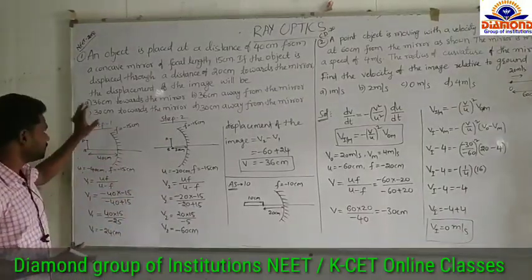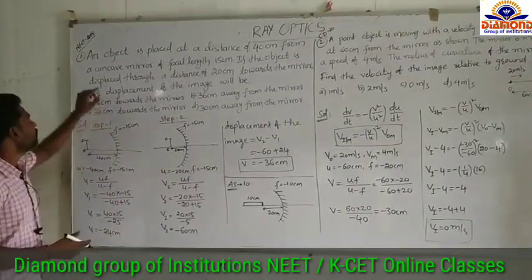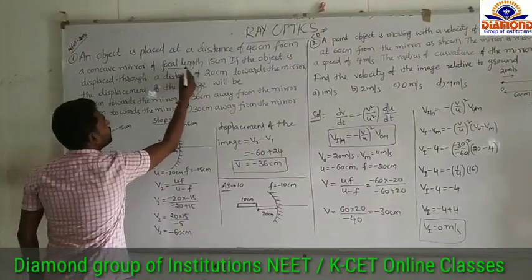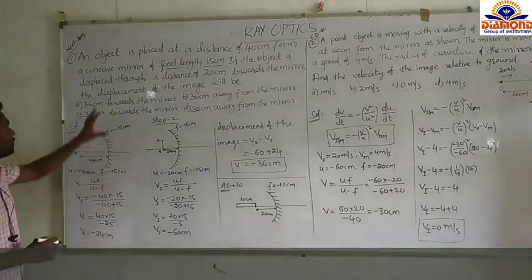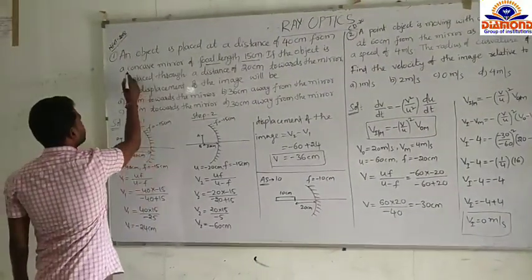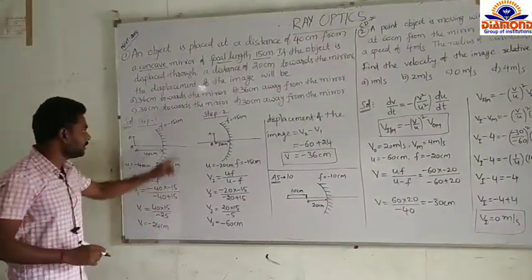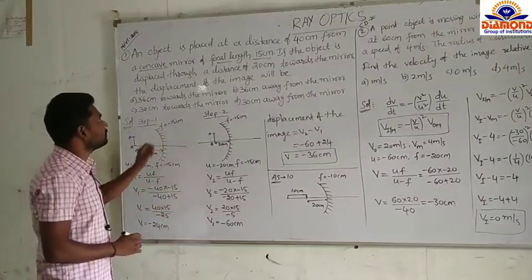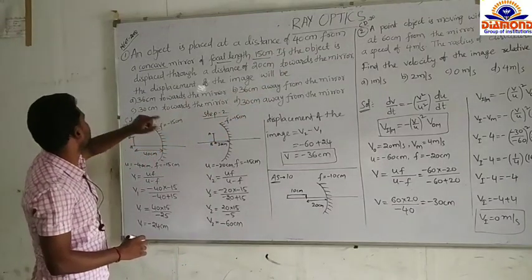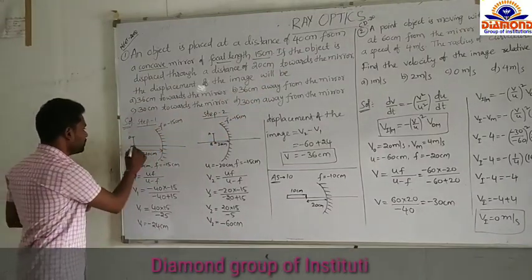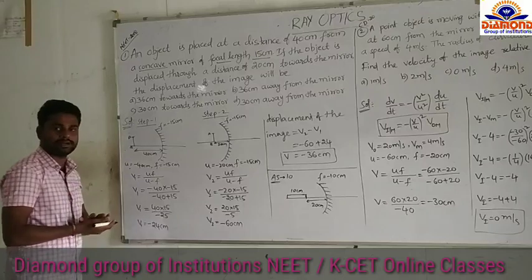In the first step, what they have given: the focal length of the concave mirror is 15 centimeter. Since the mirror is a concave mirror, the focal length is negative. The next thing is the distance of the object, which is 40 centimeter from the concave mirror.